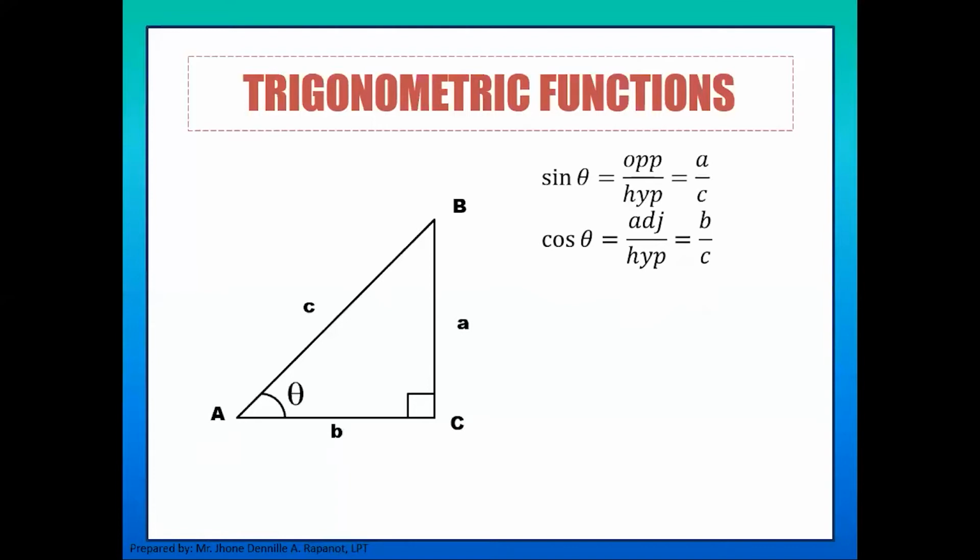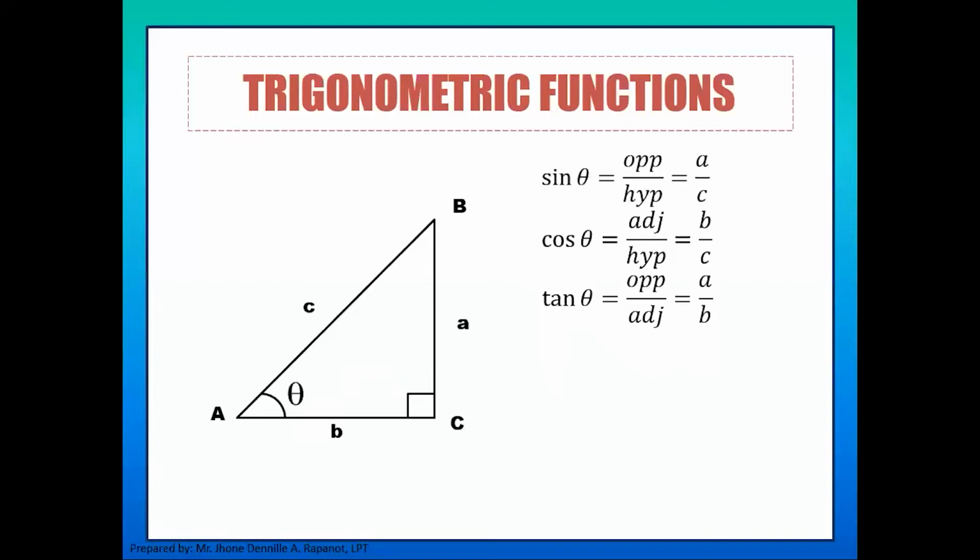Now, the third trigonometric function is your tangent. Still, we have to apply this angle theta, and we're going to identify the letters corresponding to your opposite and your adjacent, because that's the way we solve your tangent. Now, your opposite is A still, your adjacent is still B. We have tangent theta is equal to opposite over adjacent, equal to A over B.